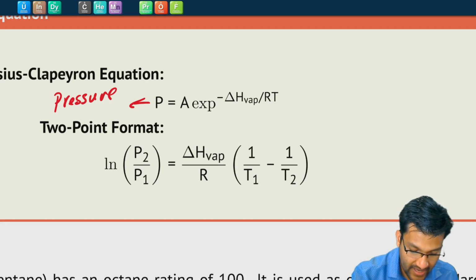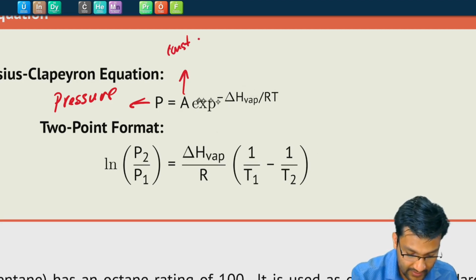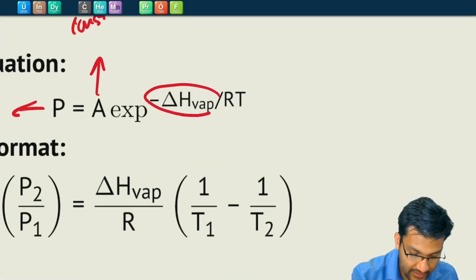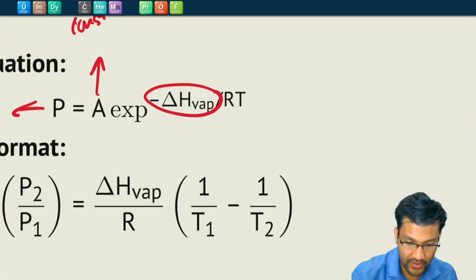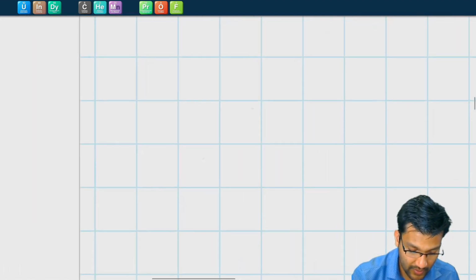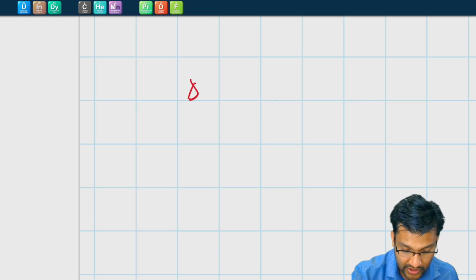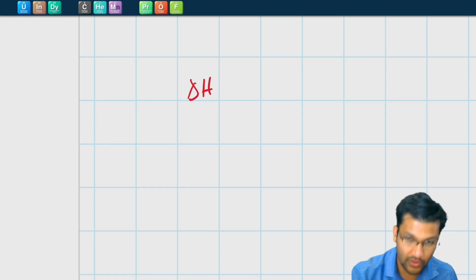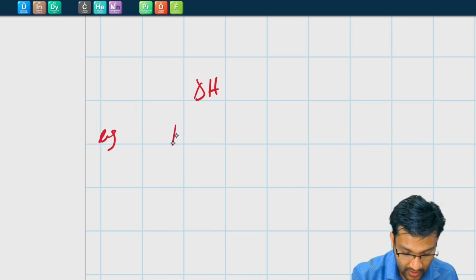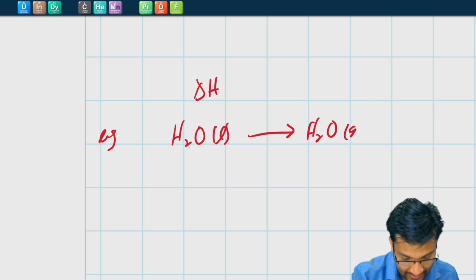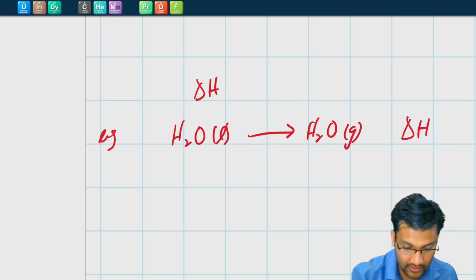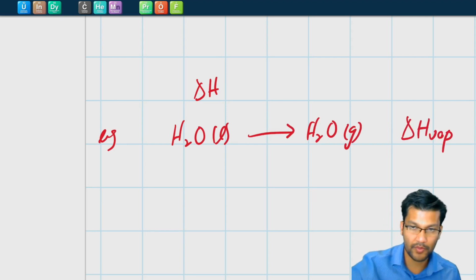A is just a constant. The exponential, this here, delta H of vaporization, is the enthalpy of vaporization. We'll talk about this in a little while, but it's the enthalpy change for a reaction when you go from the liquid phase to a gas phase. So for example, in water, if you go from H2O liquid to H2O gas, the enthalpy for that reaction will be the enthalpy of vaporization. You're vaporizing the liquid.